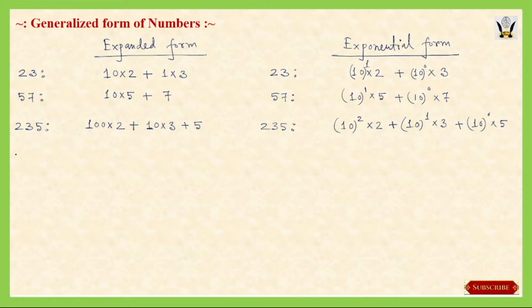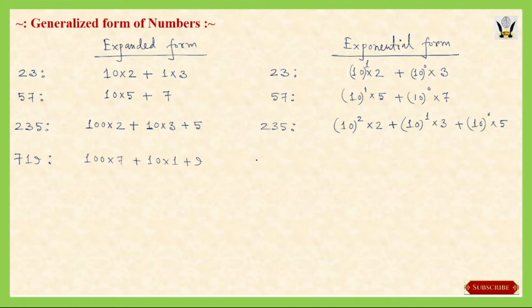Now let's take another 3-digit number, say 719. So 719 means how much? 700 plus 10 plus 9. So now we have to express 700, 10 and 9 separately in expanded form. So 700 we can write this way: 100 multiplied by 7. Then 10 means 10 multiplied by 1, and then 9.